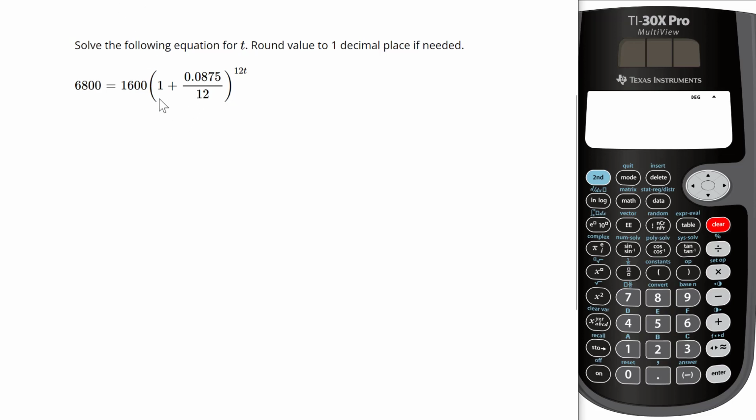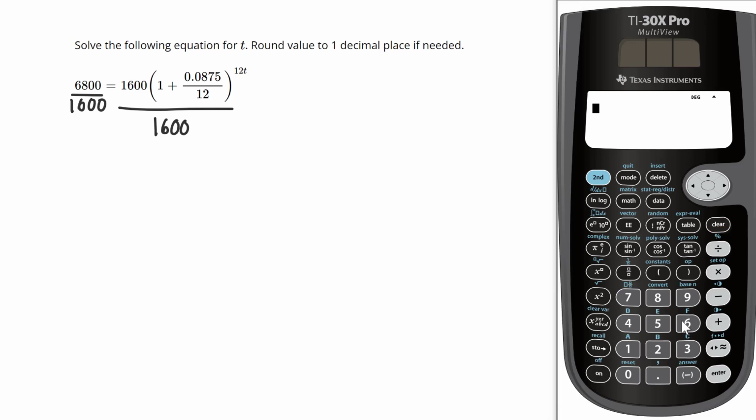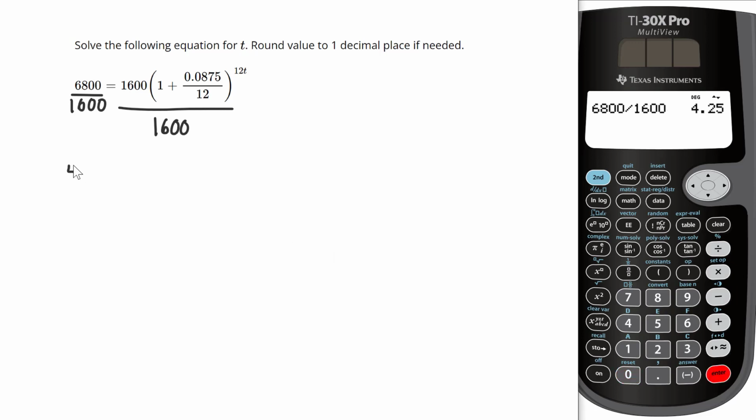If your instructor shows you a different way, it is probably just as valid as the way I'm going to show this. The way I teach my class how to do this problem is to start by isolating the parentheses by dividing both sides by 1600. So I'm going to take 6,800 divided by 1600 on my left-hand side of the equal sign to get 4.25.